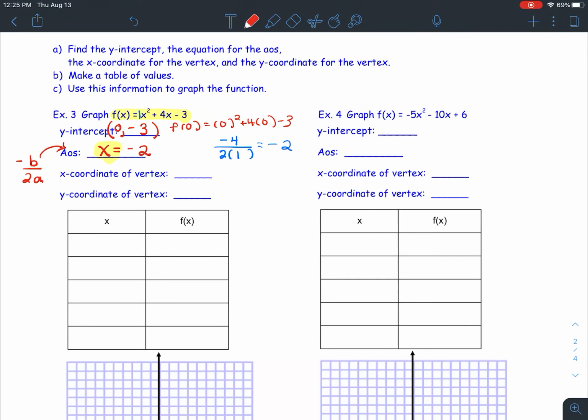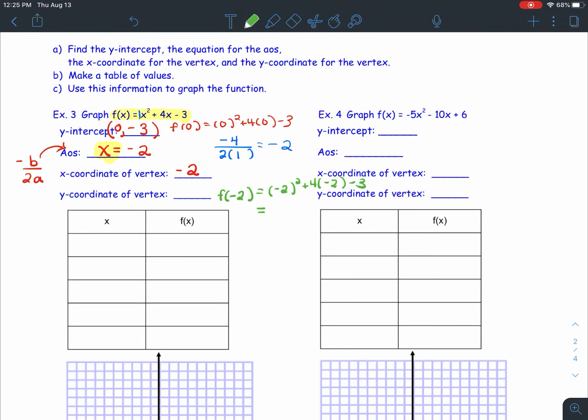Now, it's also asking us to come up with the x-coordinate of the vertex. Well, the benefit of having already calculated the axis of symmetry is that whatever value that is also what the x-coordinate of your vertex is, because it's the same formula, -b over 2a. To get the y-coordinate, what you will do next is take the value you got for the x-coordinate, and substitute it into the original equation for the x's.